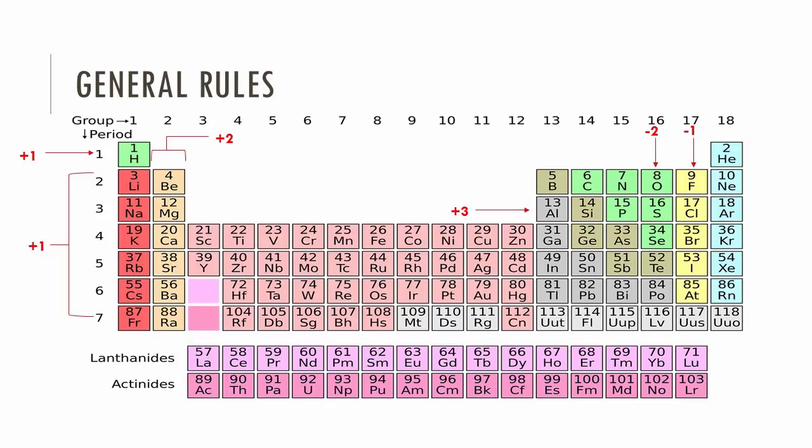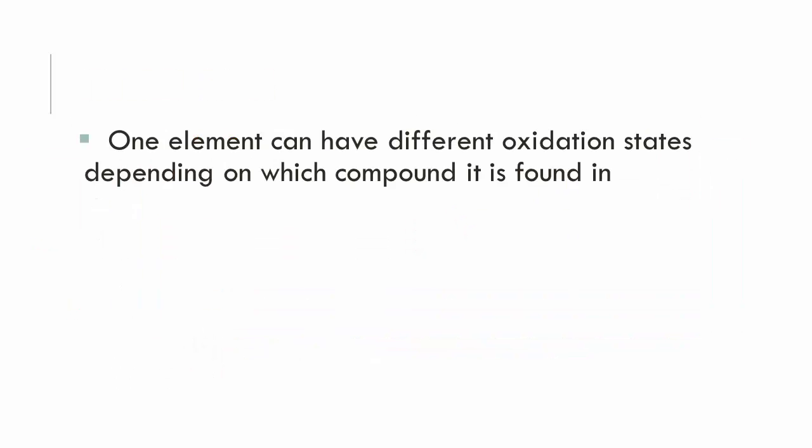Fluorine always has an oxidation state of -1. The oxidation state of other halogens is negative when in the form of a halide, Cl-, Br-, I-, but positive when attached to an oxygen atom. We need to remember that one element can have several different oxidation states, depending on which compound it is found in.